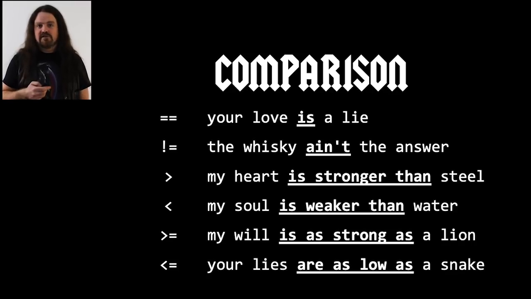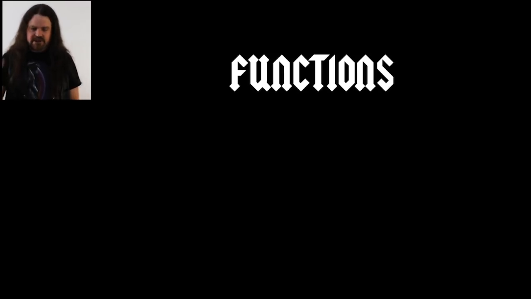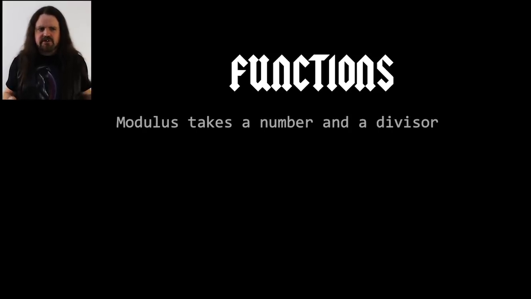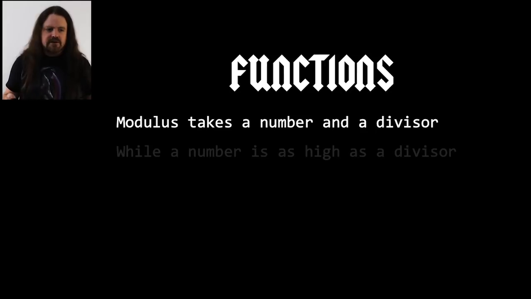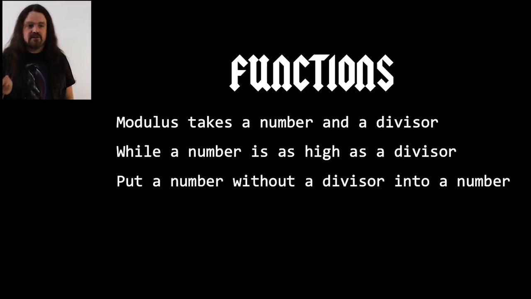We need to be able to write functions. Now, functions in most languages use brackets and braces and all kinds of complex punctuation you don't really get very often in rock and roll. I wanted to do it all using words. So I thought, all right, a function takes arguments. You have a modulus function, it takes a number and a divisor. Modulus we can do with a test and a loop where we just repeatedly subtract something until we end up with a remainder. So: while a number is as high as a divisor, put a number without a divisor into a number, give back a number. You see the blank line there? That's how you terminate loops in Rockstar.